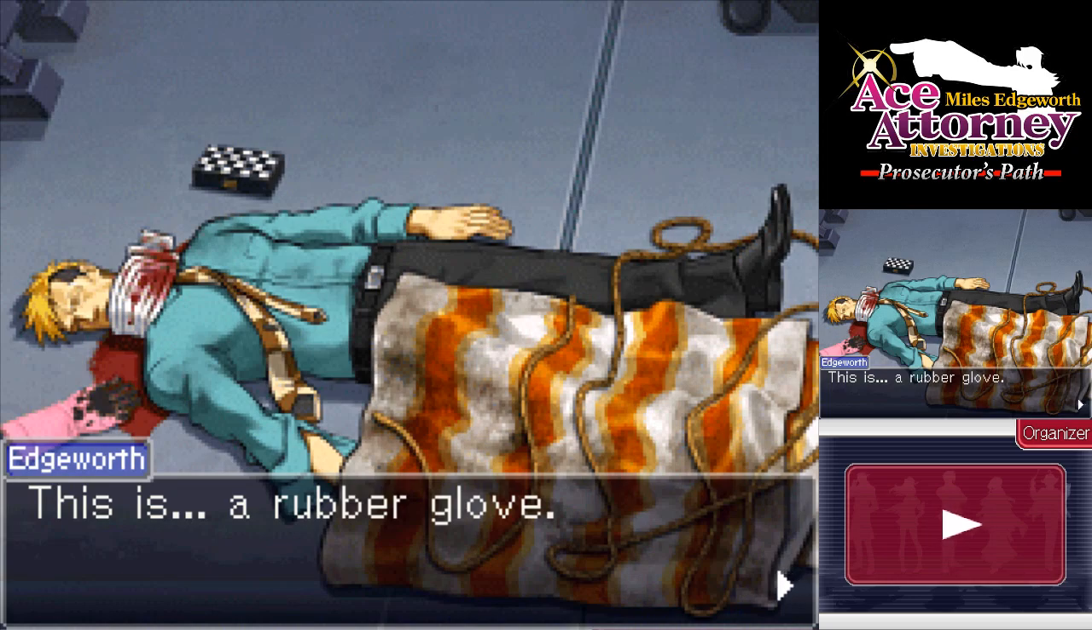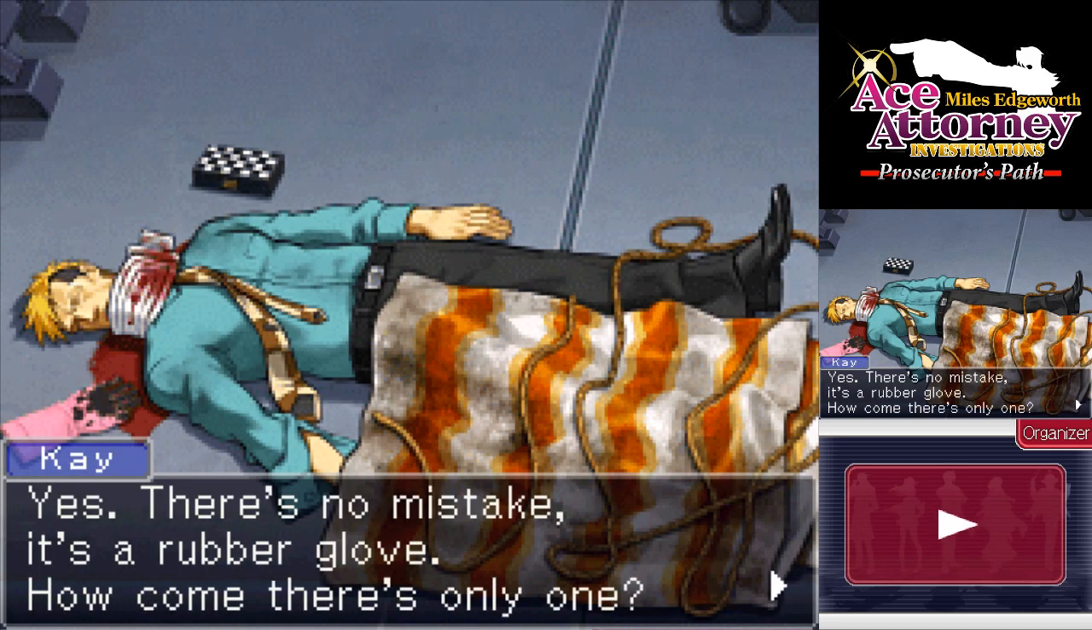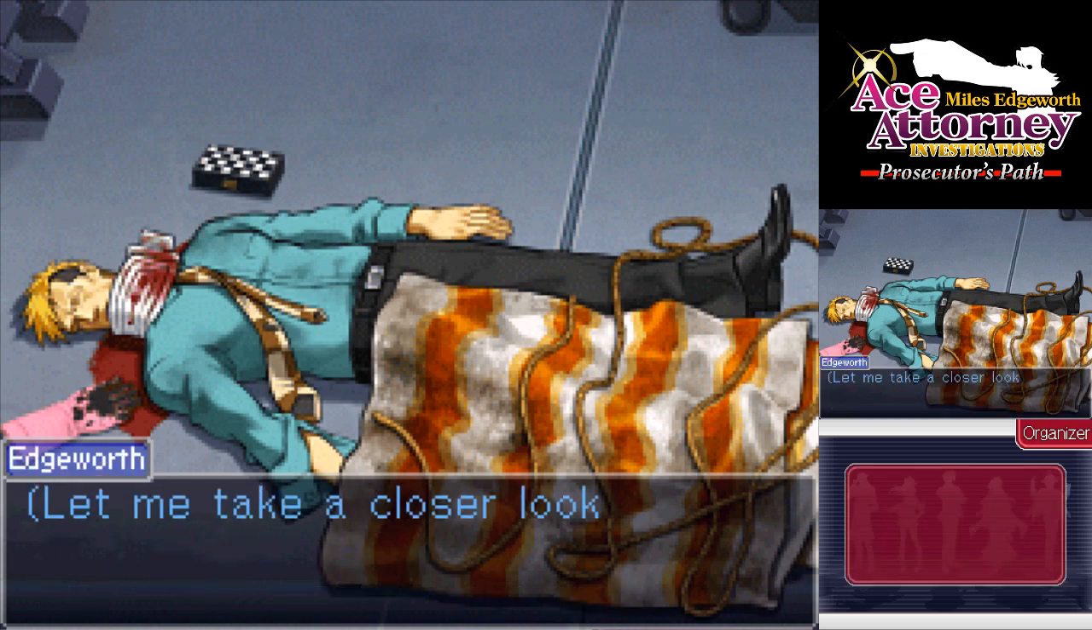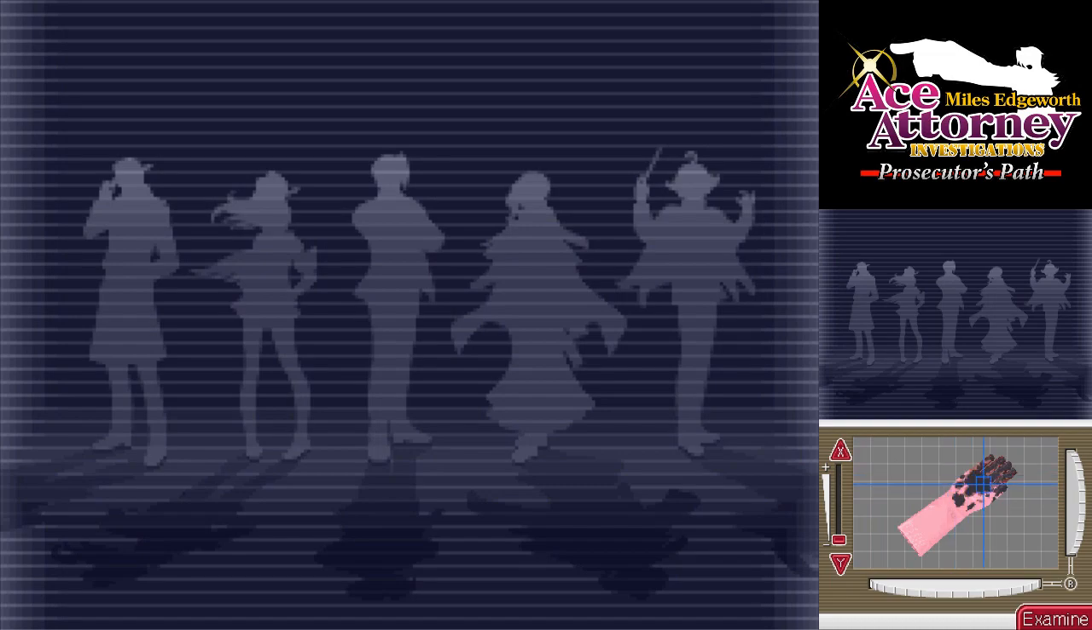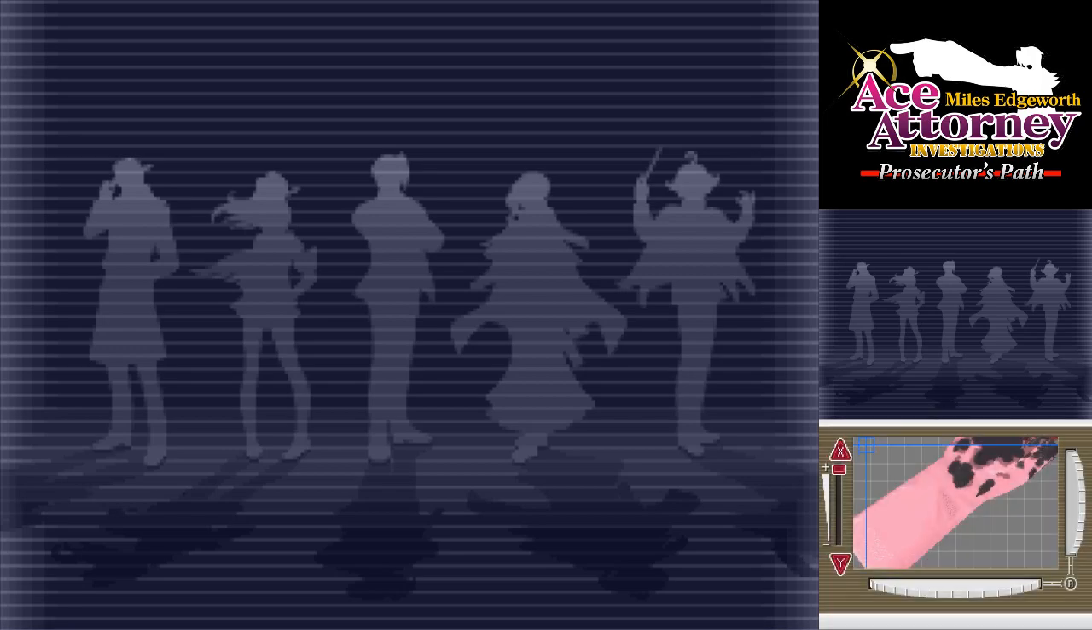This is a rubber glove. Yes, there's no mistake. It's a rubber glove. How come there's only one? Let me take a closer look. It's covered in mud up to the wrist. Maybe someone was playing with mud in the prison. I want to get in on the action too. Do it on your own time when we're not investigating a case.